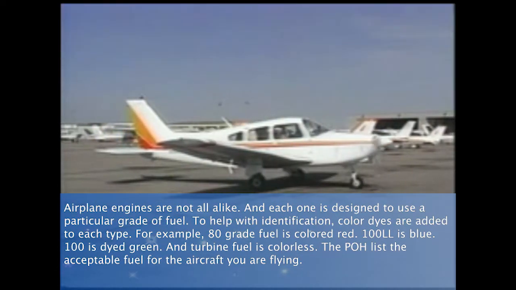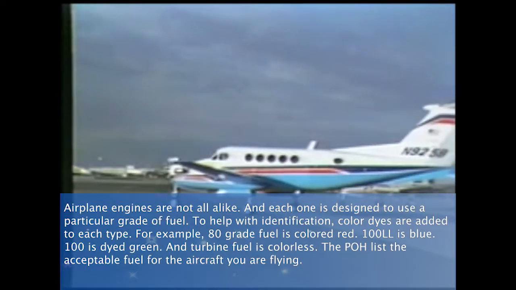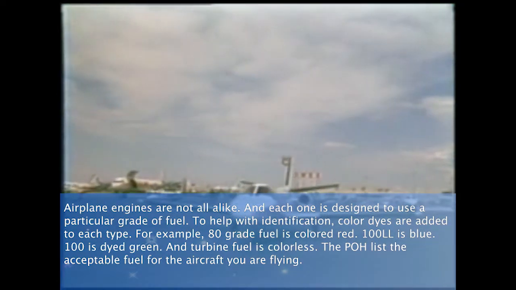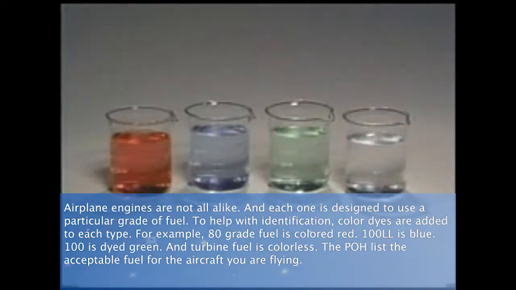Airplane engines are not all alike, and each one is designed to use a particular grade of fuel. To help with identification, colored dyes are added to each type. For example, 80 grade fuel is colored red, 100 low lead is blue, 100 is dyed green, and turbine fuel is colorless. The POH lists the acceptable fuel for the aircraft you're flying.